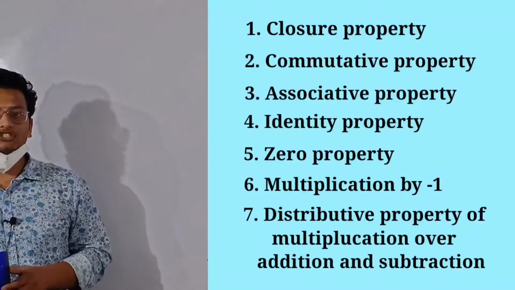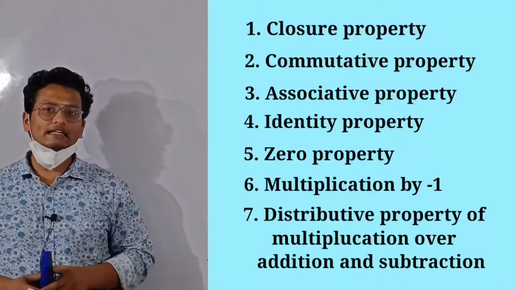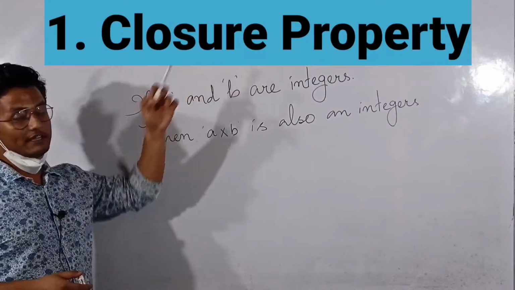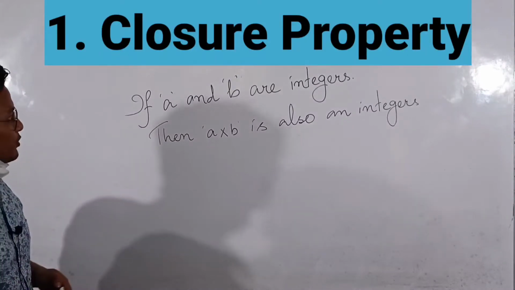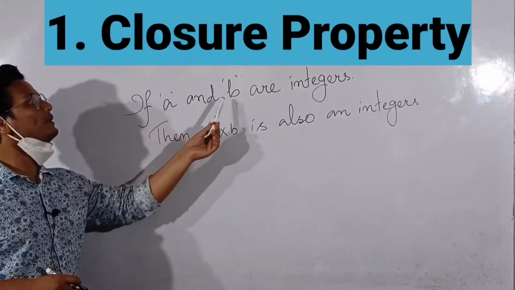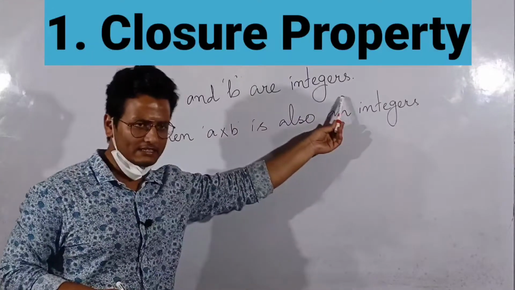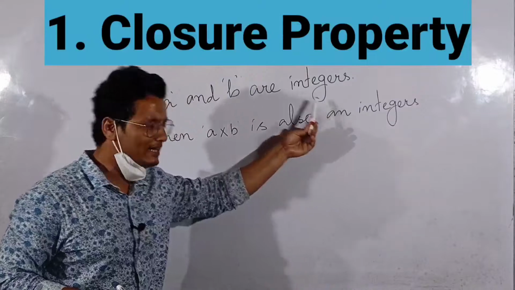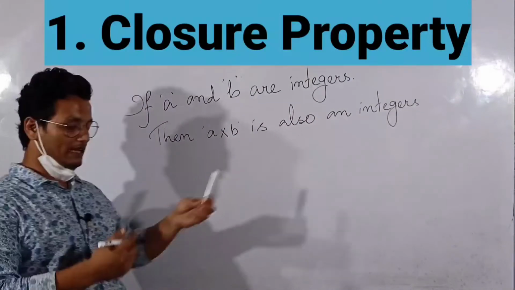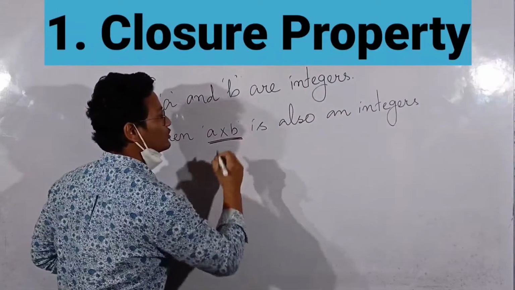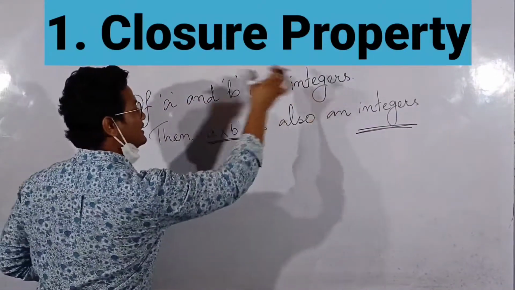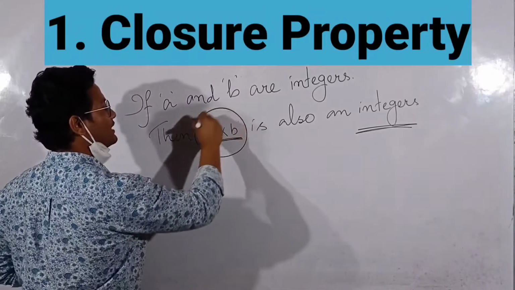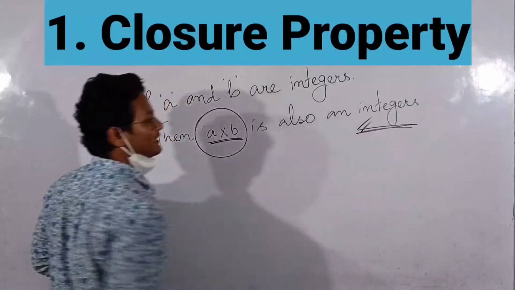So students, let's start with property number 1, that is the closure property. What is being given in this property is that if A and B are two integers, then A into B is also an integer. If A and B are two integers, then the product of A and B is also an integer.